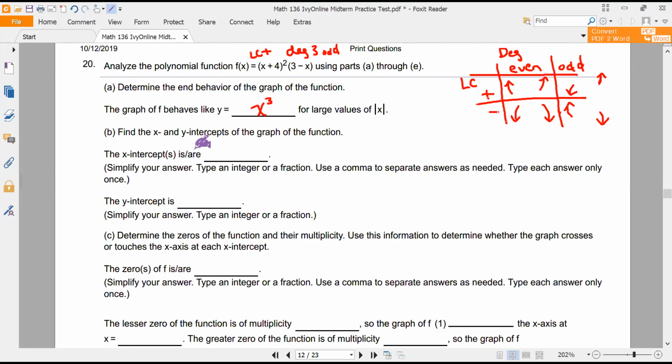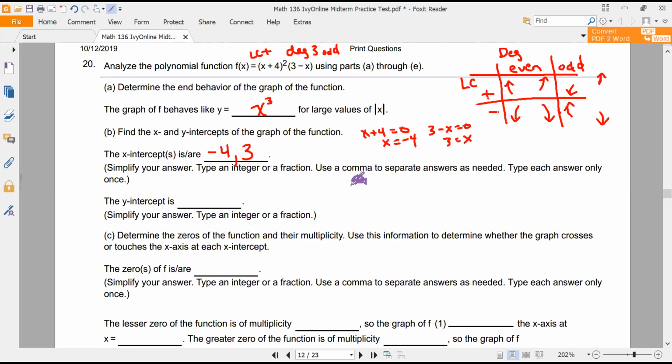Find the x-intercepts and y-intercepts of the function. Well, the x-intercepts are usually laid out for you pretty nicely if they've factored it. You just need to set each of those factors equal to 0 and solve. So this is -4. It says type as an integer or a fraction. So again, they're not making you type them as ordered pairs, even though I wish that they would. So -4 is one of my x-intercepts. And if I set 3 minus x equal to 0, that would just be 3 equals x, so 3.